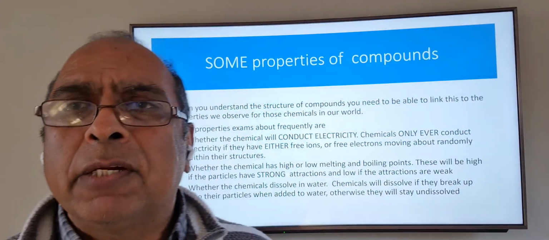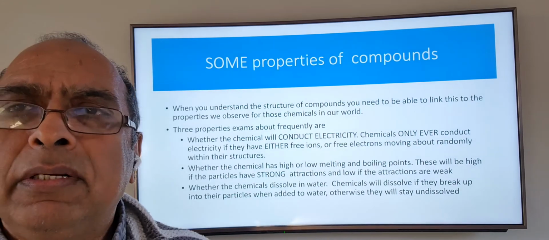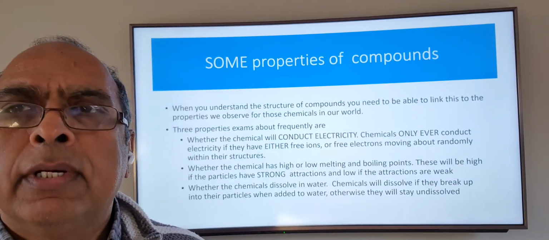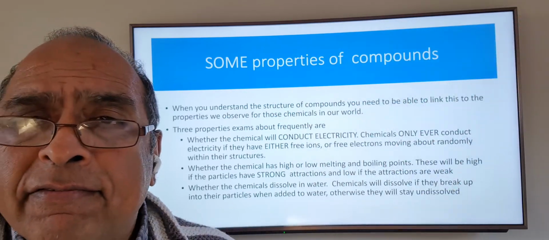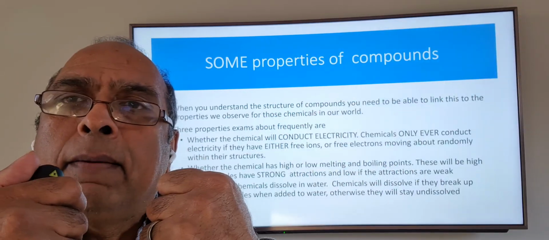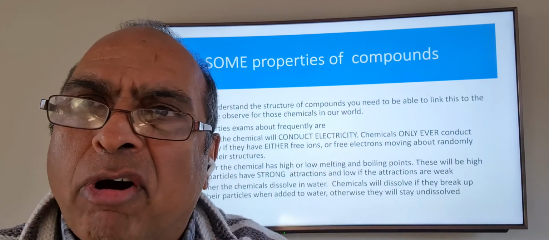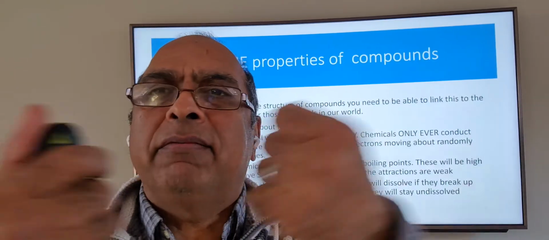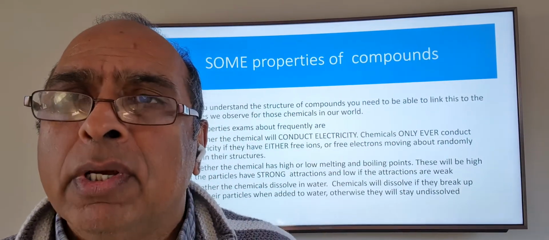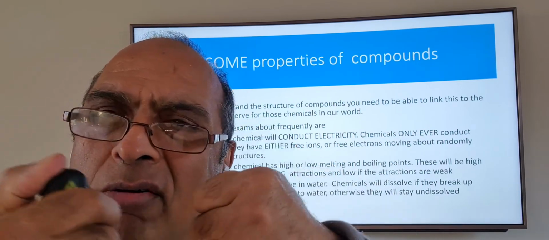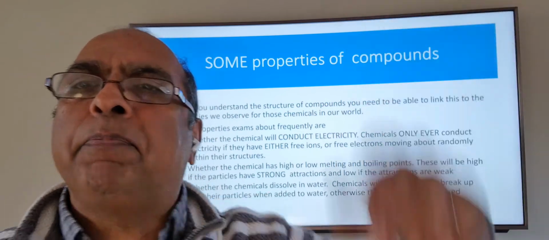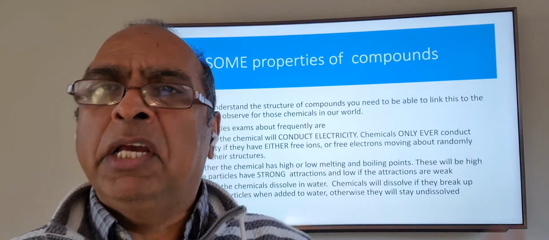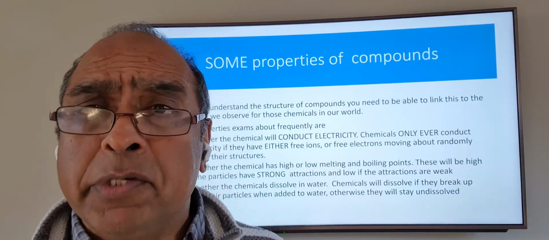Then they ask you about melting points, boiling points. Well, you've got to learn that the melting points and boiling points will be high if the bonding between the particles is strong. And I've been saying this kind of electrostatic attraction is strong, and therefore, if it's strong, then you need a high temperature. The melting points are high, the boiling points are high. It's very hard to get them to melt, very hard to get them to boil.